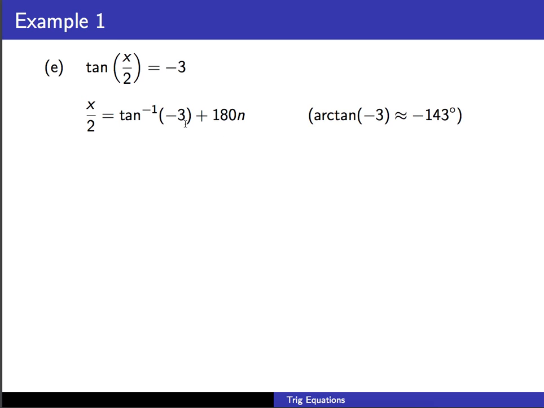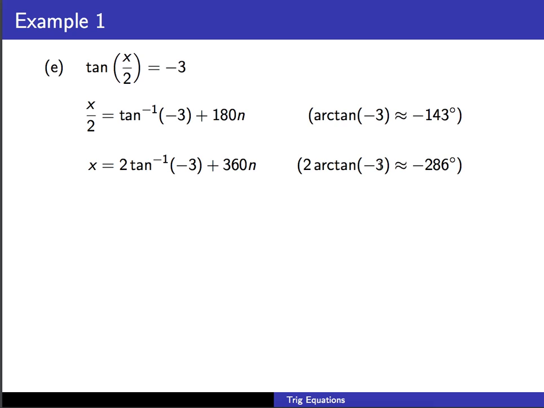Now, inverse tangent of negative 3, or the arctan of negative 3, is about negative 143 degrees. So we can keep that in mind as we go through to get the exact values here. Multiplying everything on both sides by 2, we get x equals 2 times the inverse tangent of negative 3, and then plus 180 times 2, which is 360n. So here we just multiplied this equation by 2 to get our values of x: 2 times the inverse tangent of negative 3 plus 360n.